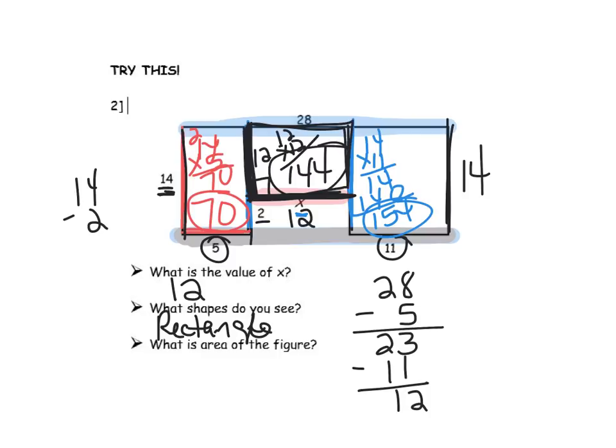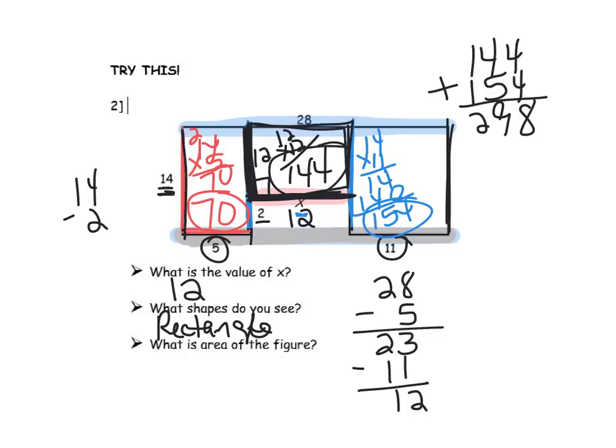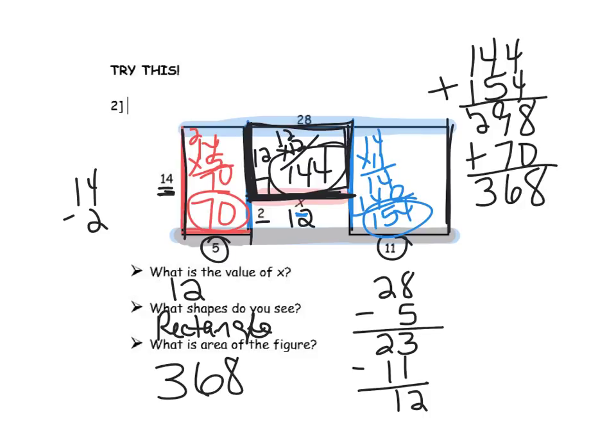So now all I have to do is add up what's circled. So we're going to add those up. So 144 plus 154. I'm going to add those two. That's 8, 9, and 2. And then we're going to go ahead and add 70. So that's 8, 9 plus 7 is 16. 2 plus 1 is 3. So that means my area is 368. And again, no units, so it's going to be square units.